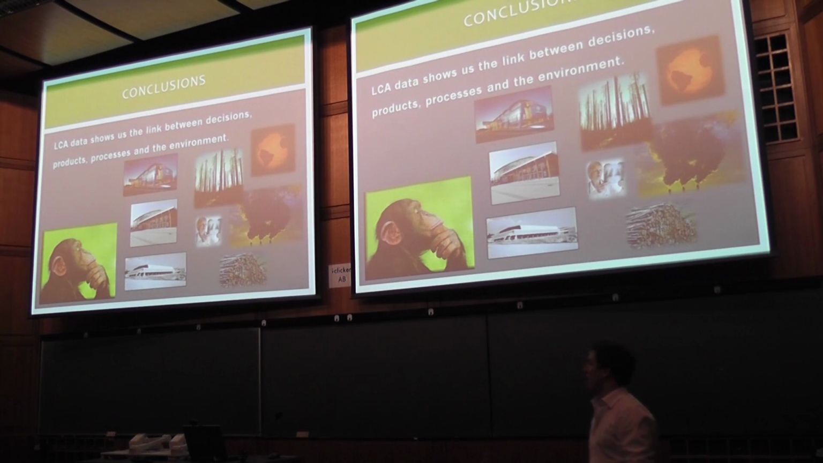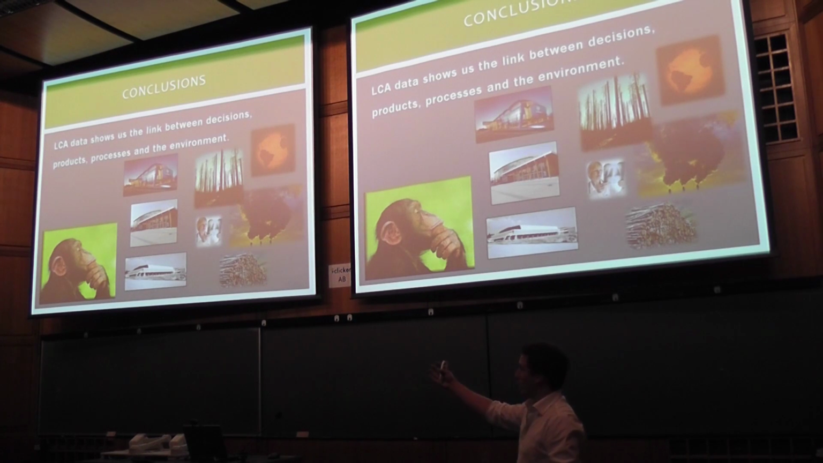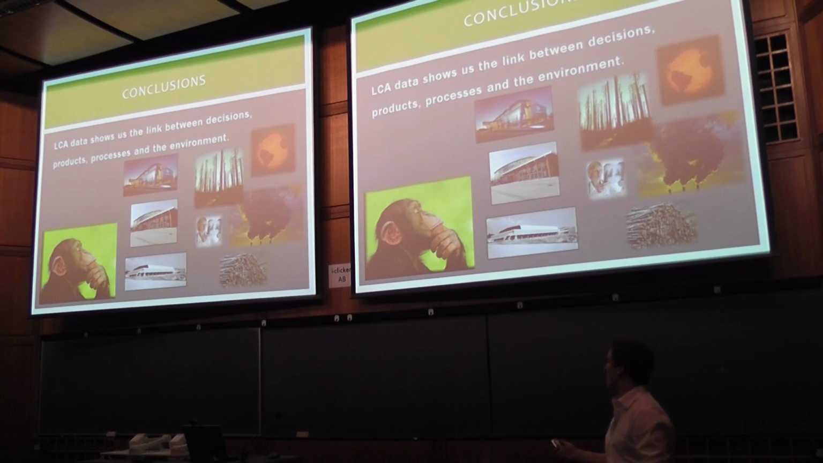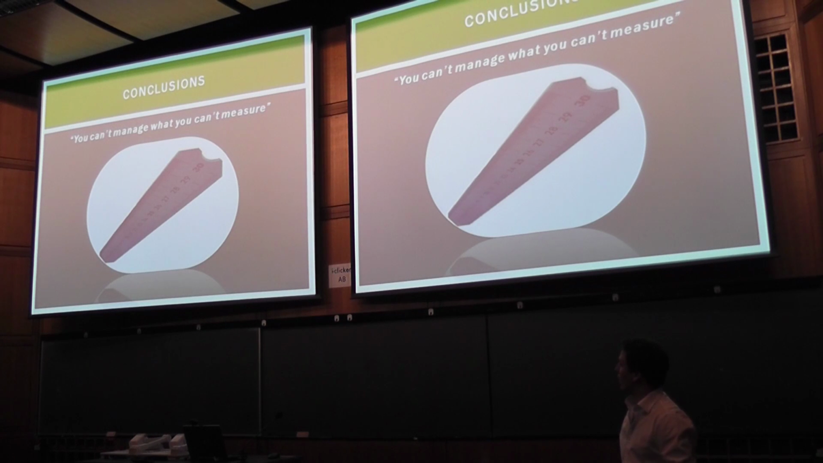Okay, so LCA data also showed us the link between decisions, products, process, and the environment. So we start with our thinking and our decision making, come up with our products, and we link that with the process and the environment. This quote was really important to us when we were doing our study. You can't manage what you can't measure. So what LCA tries to do is allow us to obtain quantifiable data, which will allow us to measure our impacts on the environment.